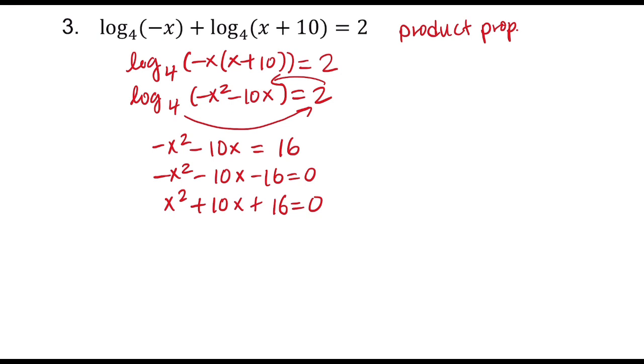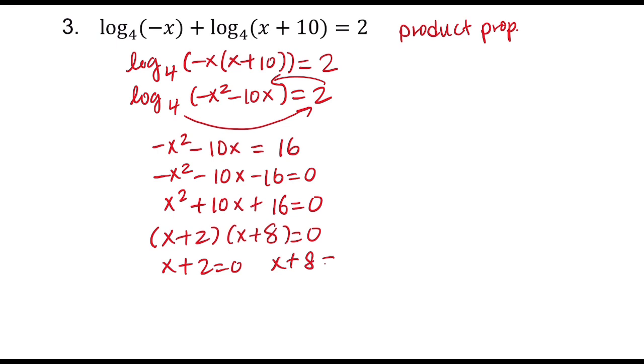Now we can factor this, and I'm going to get x plus 2 times x plus 8 equals 0. Since now we have the binomials, we can set each equal to 0. x plus 2 equals 0 and x plus 8 equals 0. And that's going to give me x equals negative 2 and x equals negative 8.